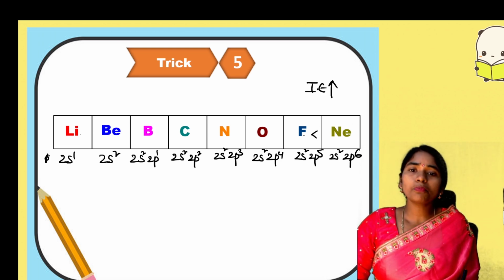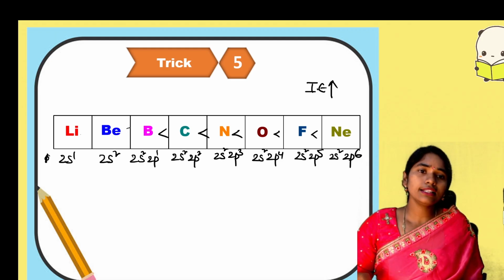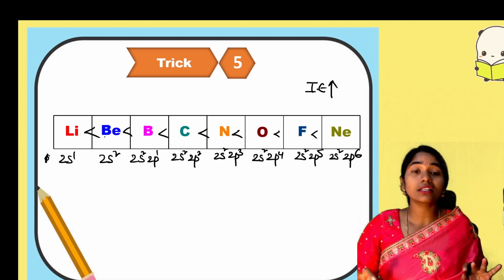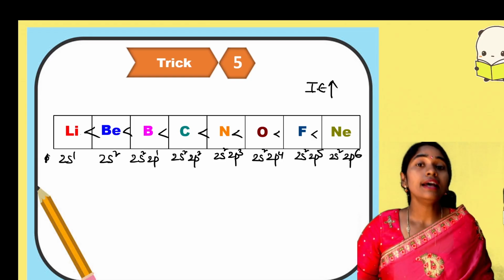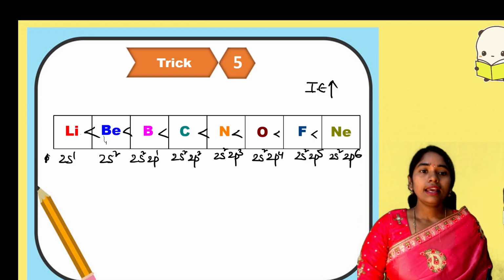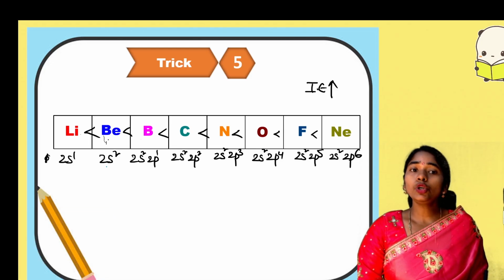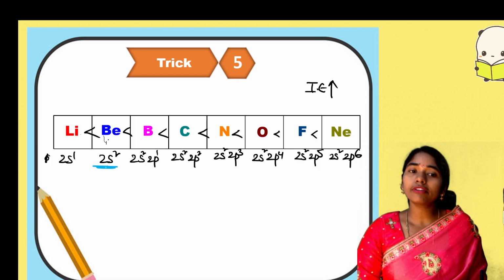So this is the order we expect, right? Because it increases left to right, this is the order we expect, but this is not the correct order. There is an exception. Let us see what that exception is. If you observe beryllium and boron, beryllium has 2s2, completely filled, whereas boron has only one electron in the p orbital. Here completely filled is more stable.